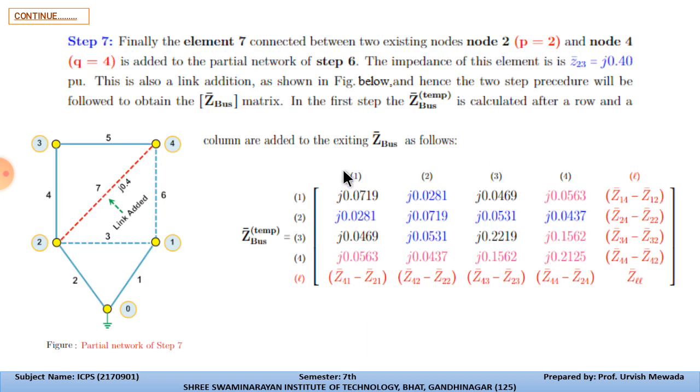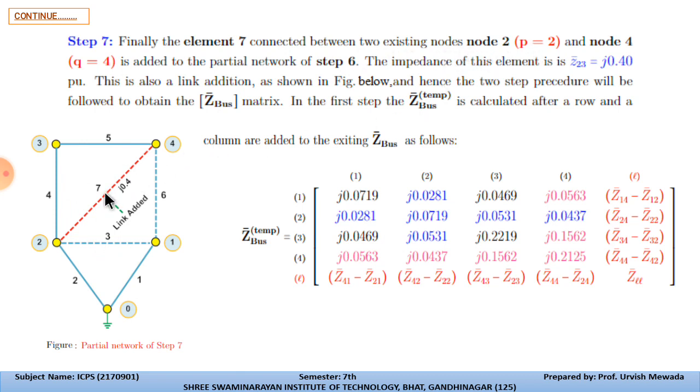Now for step number 7, finally element number 7, we are adding an element connected between two existing nodes, node 2 and node 4. So this is the link which is added to the partial network of step number 6. In step number 6, up till that, you can see this is the blue line. Now this red one is the addition in step number 7.